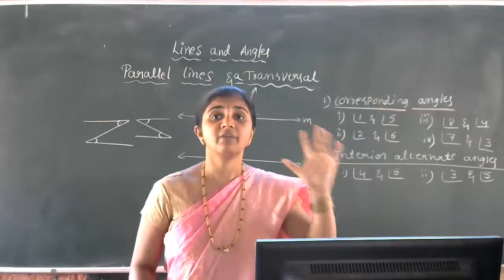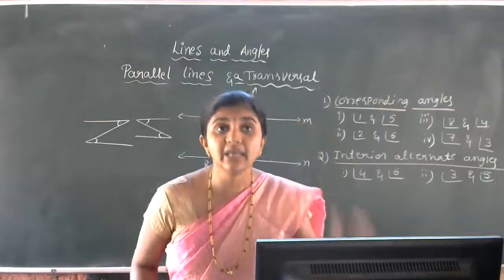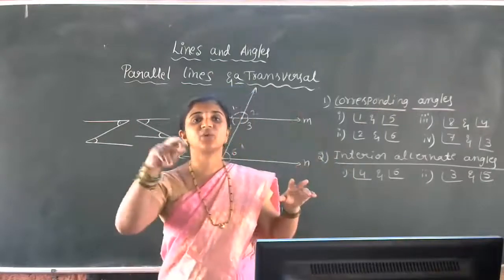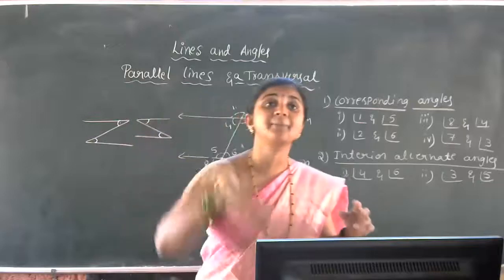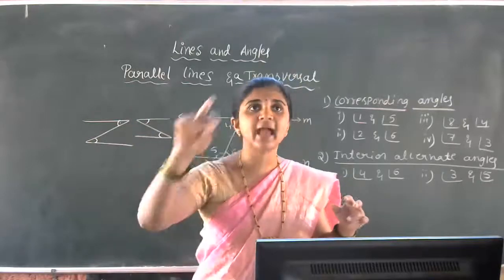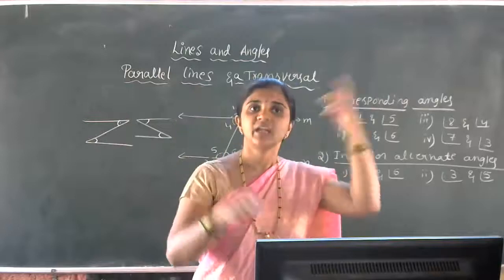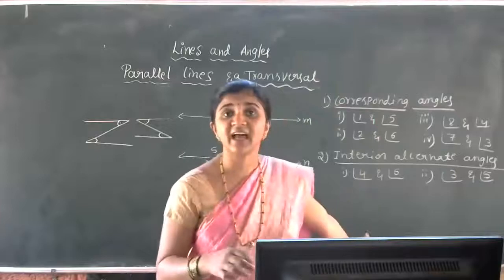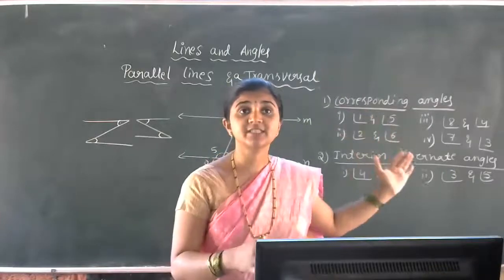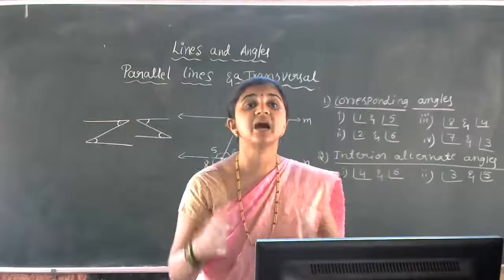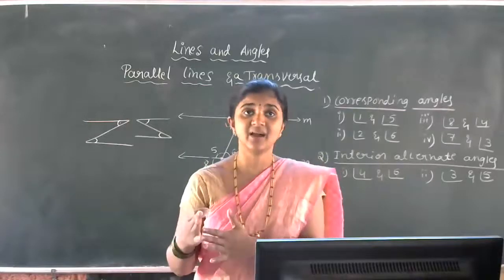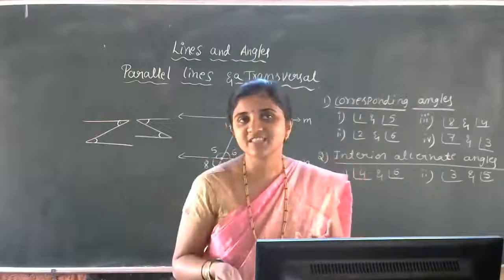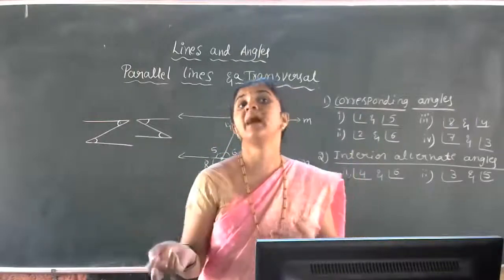So the alternate angles are always equal. Is that clear, students? If the interior alternate angles are equal, then we can say that the lines are parallel. If Z-shaped angles are coming equal, then definitely the lines are parallel. See, whatever angle properties we are discussing are possible only when the lines are parallel. So if the Z-shaped angles are equal, then we can guess that the given lines are parallel.